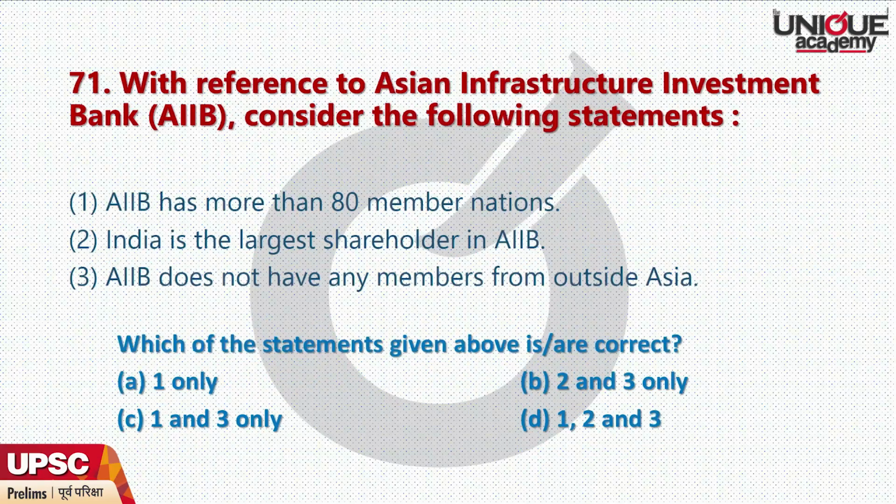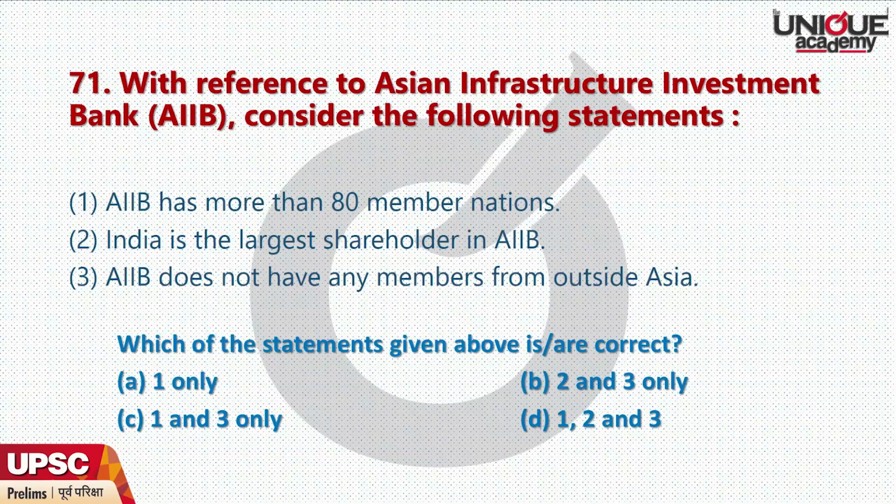Now, coming to question number 71, again, we have asked several questions with regard to the Asian Infrastructure and Investment Bank. AIIB has more than 80 member nations. Let us come back to this particular statement later. Because if you're trying to eliminate the options, it will be better for you to go through statements 2 and 3 first. India is the largest stakeholder in the Asian Infrastructure and Investment Bank. This is false because India is the second largest shareholder, China being the first largest. But let us not go to the figures. India is the second largest shareholder in AIIB.